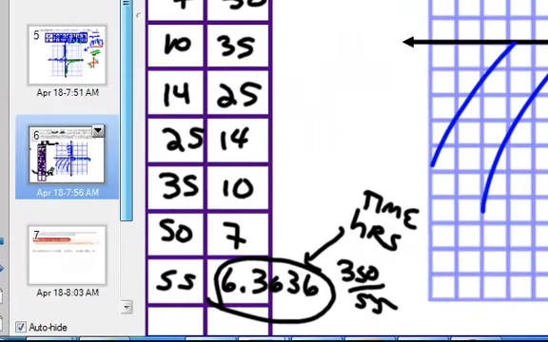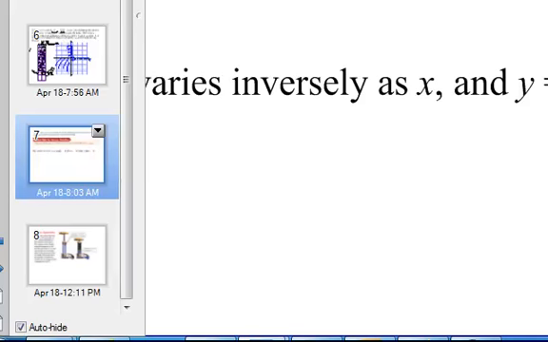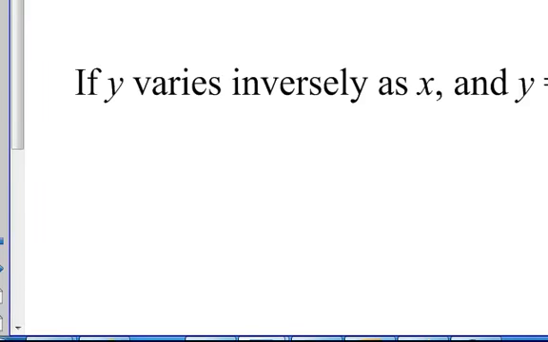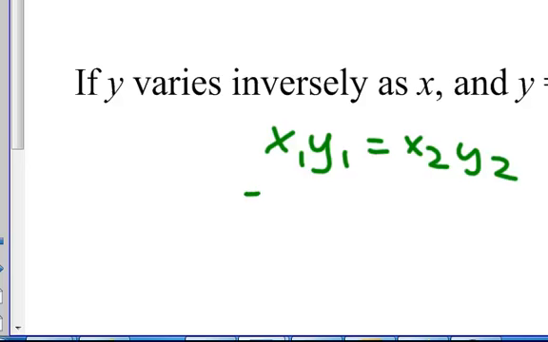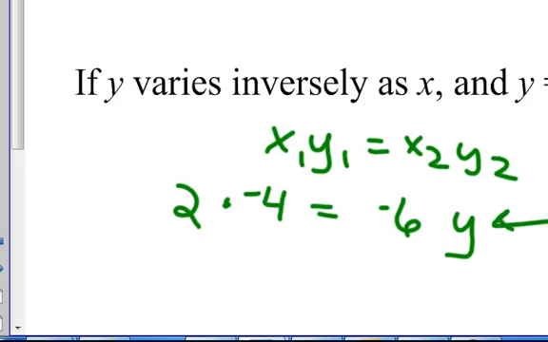So that is what an inverse entails. If you want to write an inverse, x1, y1 would equal x2, y2. So negative 4 times 2 would have to equal negative 6 times y. I'm getting these numbers from this story. So negative 8 would equal negative 6y. So the answer here would be 8 over 6. Two negatives cancel each other. 4 thirds. 1 1/3.